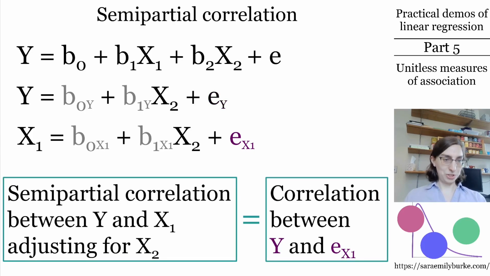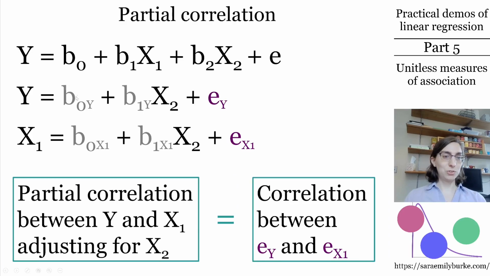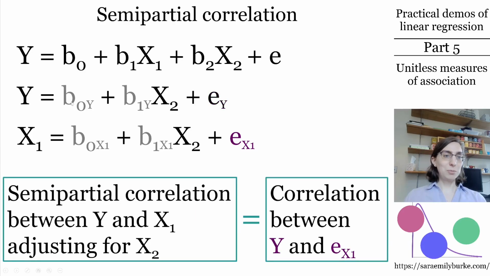The semi-partial correlation between y and x1 adjusting for x2 is the correlation between the actual observed values of y and the residual from this x1 model, e sub x1. In other words, it's a correlation between how much of x1 is left over after adjusting for x2, and y itself, not the residual of y. That's the difference between the partial correlation and the semi-partial correlation. The partial correlation uses the residual of y, and the semi-partial correlation uses y itself, but the residual of x.